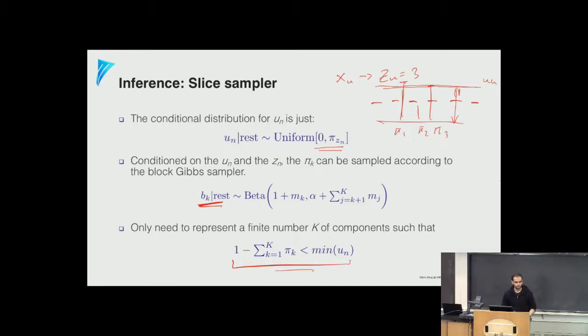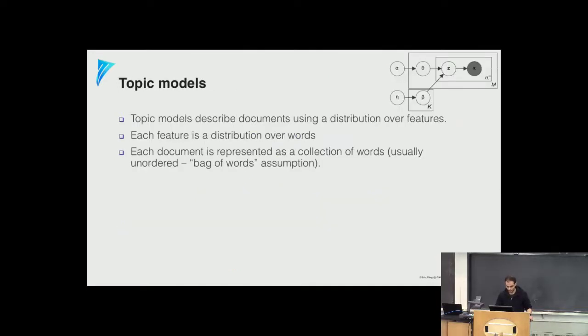So any questions about the slice sampler? No questions? Okay, so this was the inference part for the Dirichlet process. Now we're going to move on to the topic models.